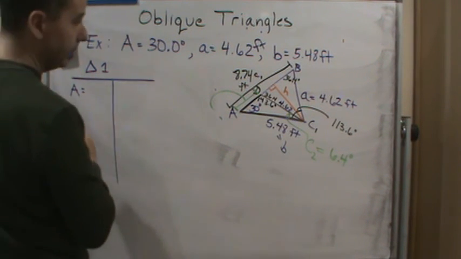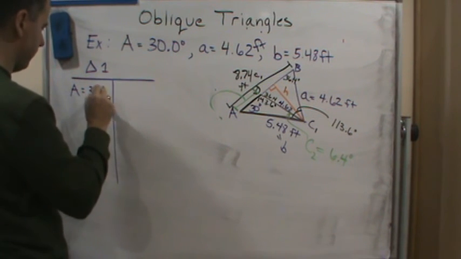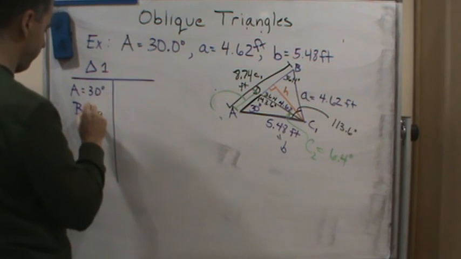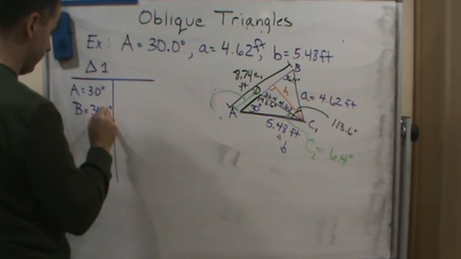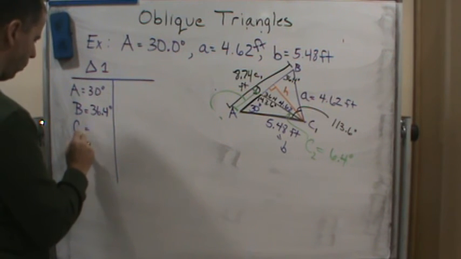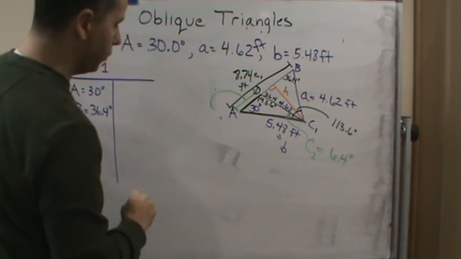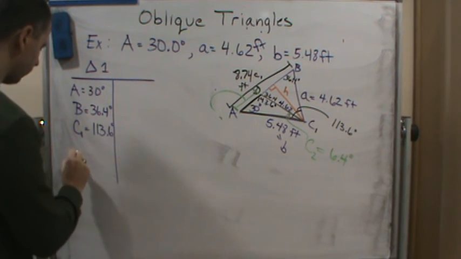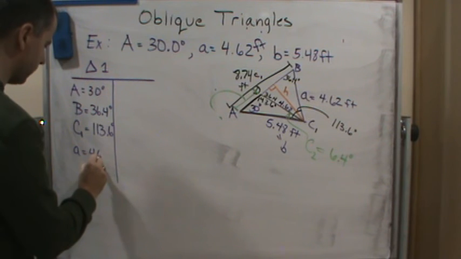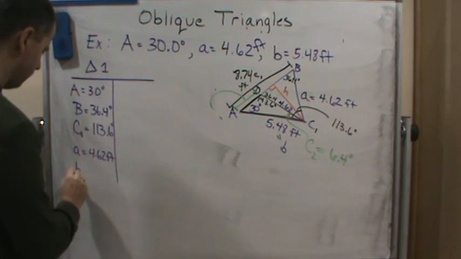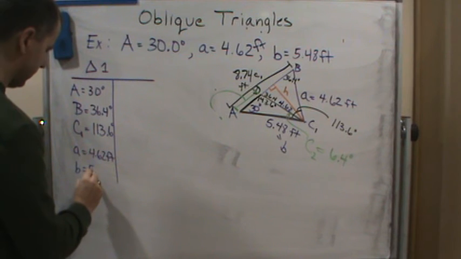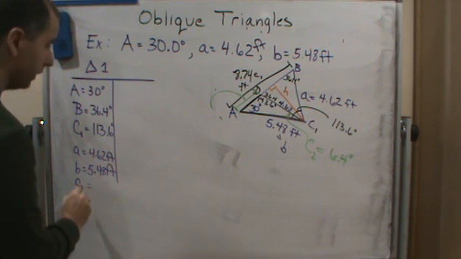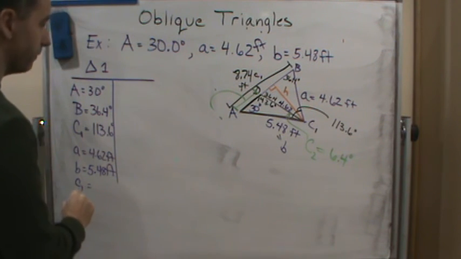Angle A is equal to 30 degrees. Angle B is equal to 36.4 degrees. Angle C1 is equal to 113.6 degrees. And then side A is 4.62 feet. B is 5.48 feet. And C1 is equal to 8.74 feet.